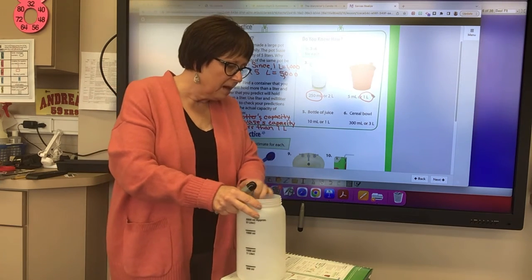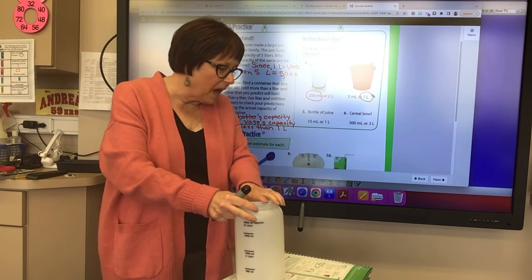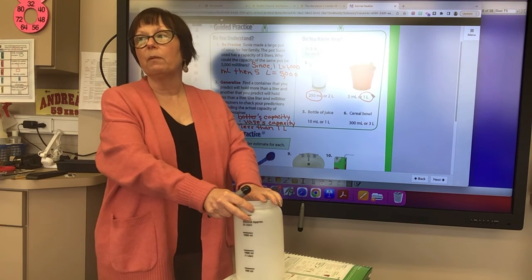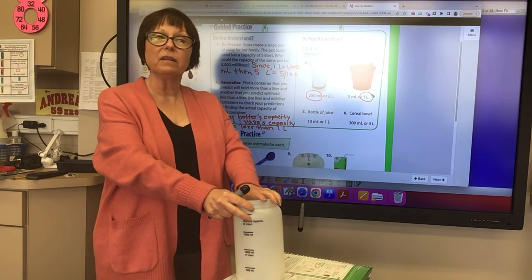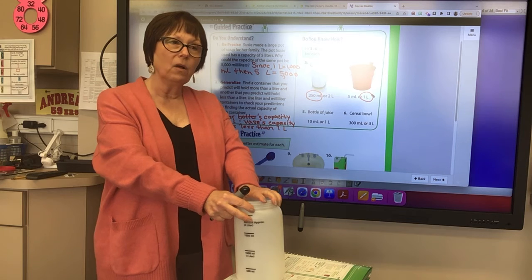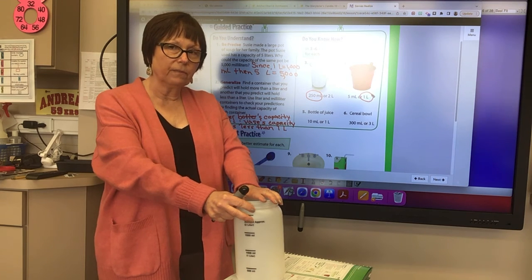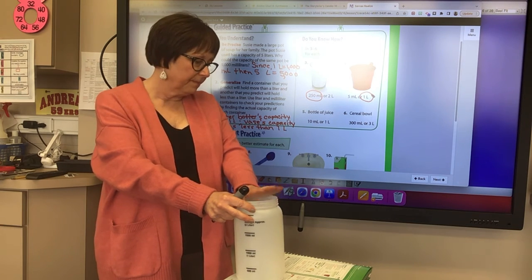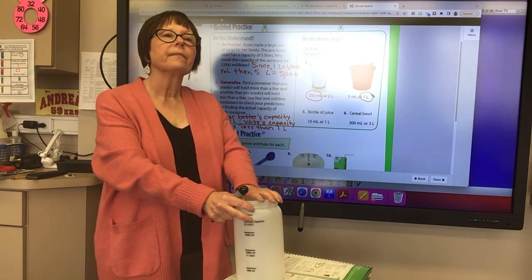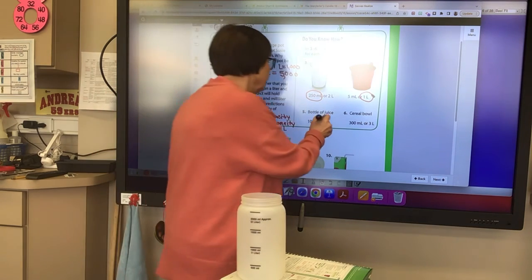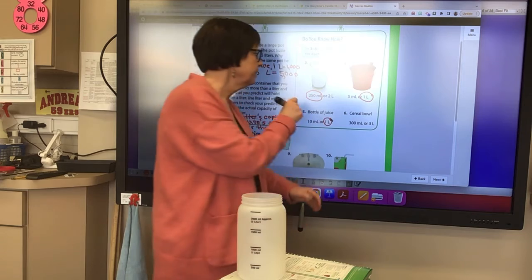Okay? Now, let's look at a bottle of juice. How big do you think a bottle of juice is? Is it going to be 5 milliliters, which is very small, or a liter? We're estimating a bottle of juice. What do you think, Lance? A liter. A juice is a liter.